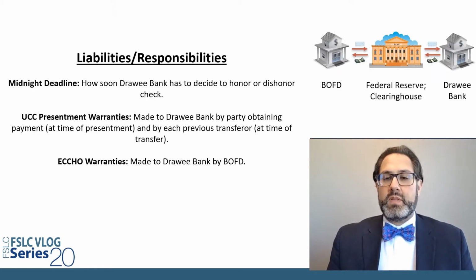Now that the check has moved to the Bank of First Deposit, we look at the liabilities and responsibilities between the Bank of First Deposit, the Fed, and the drawee bank. The liabilities and responsibilities here fall into three categories. First is the midnight deadline, which is how soon the drawee bank has to decide to honor or dishonor the check. Next, we have the UCC presentment warranties, and finally the ECHO warranties, which are made if the check is presented in the form of electronic images through a clearinghouse.